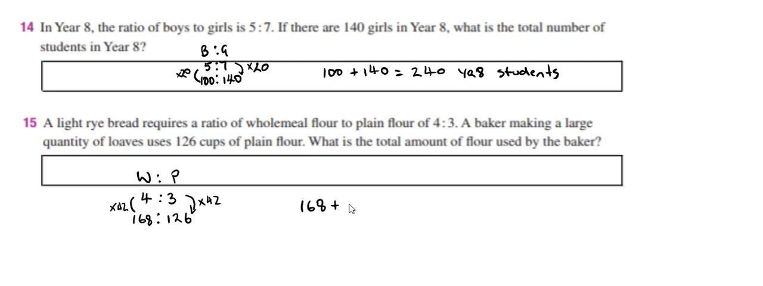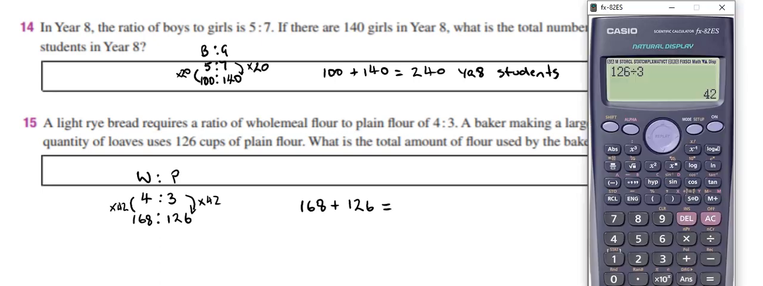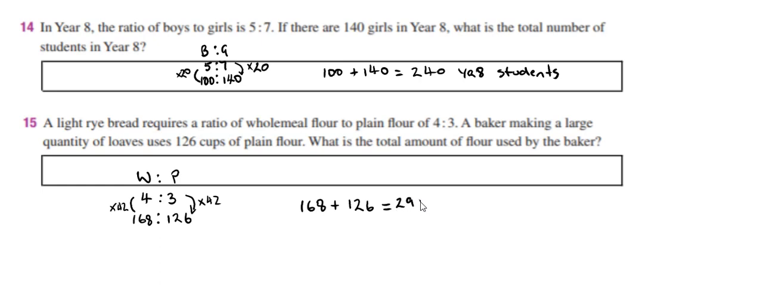Our plain flour is 126 cups. So our total amount of flour is going to be 126 plus 168. I'm going to just quickly do that on my calculator. 126 plus 168, which will give me 294 cups of flour. 294 cups of flour.